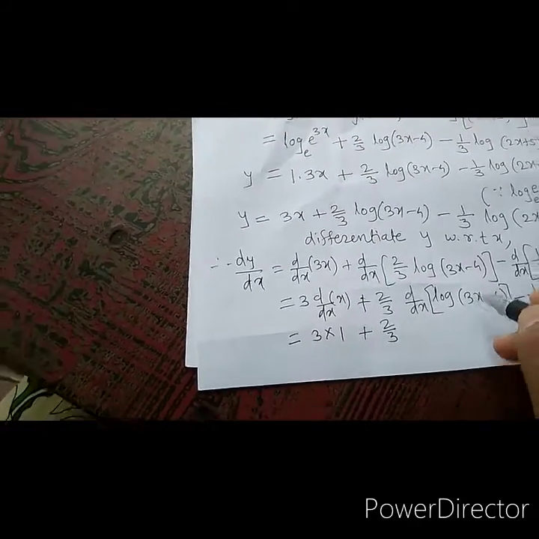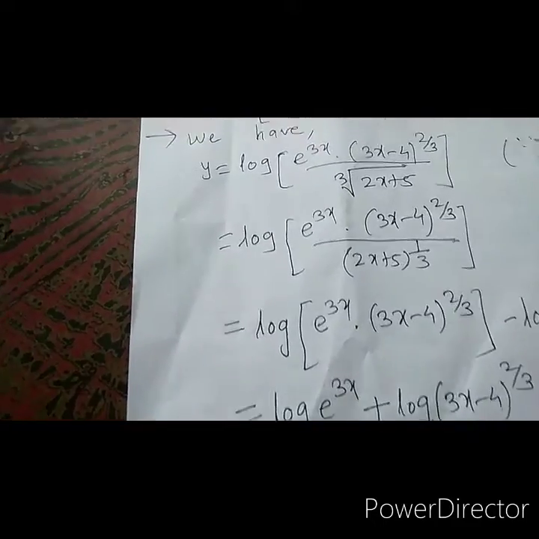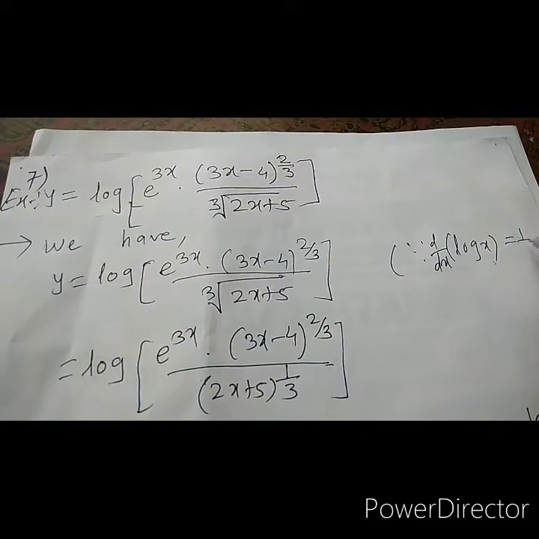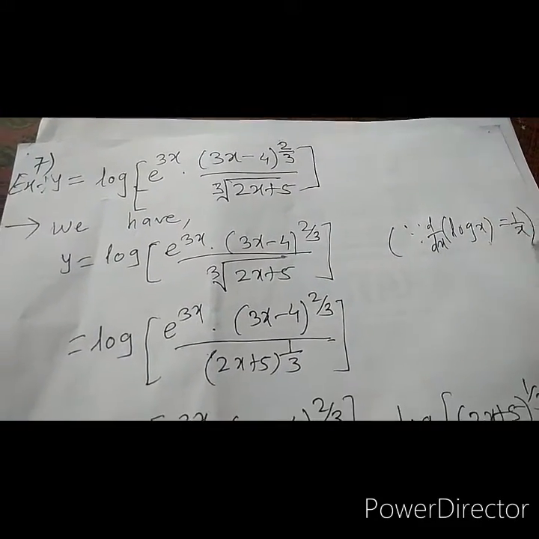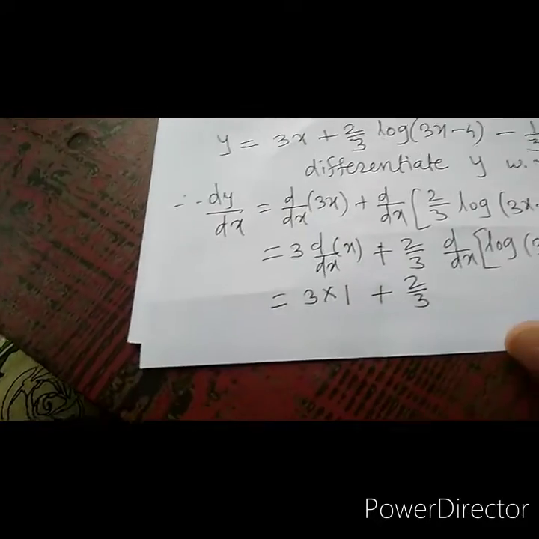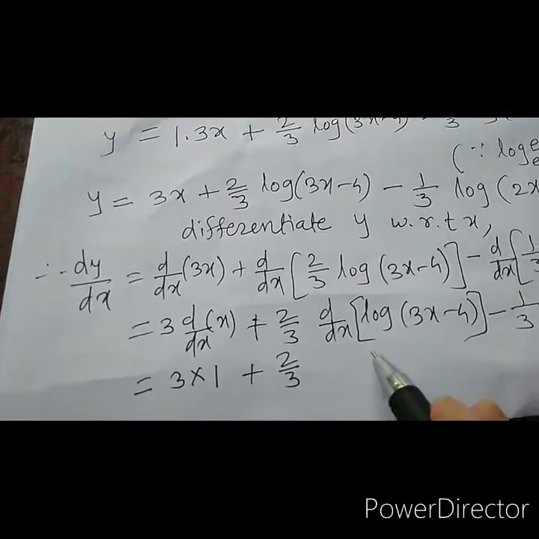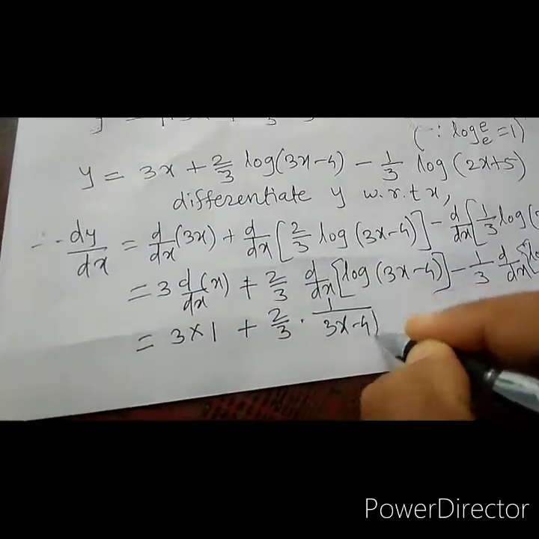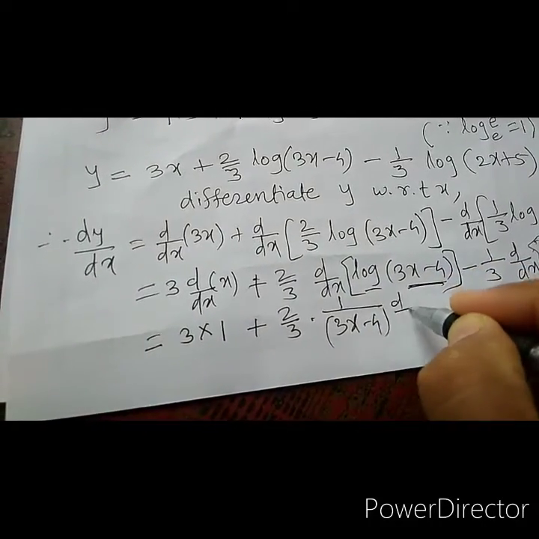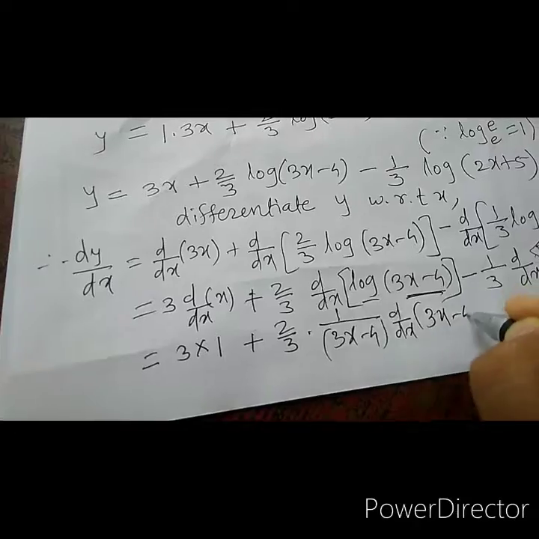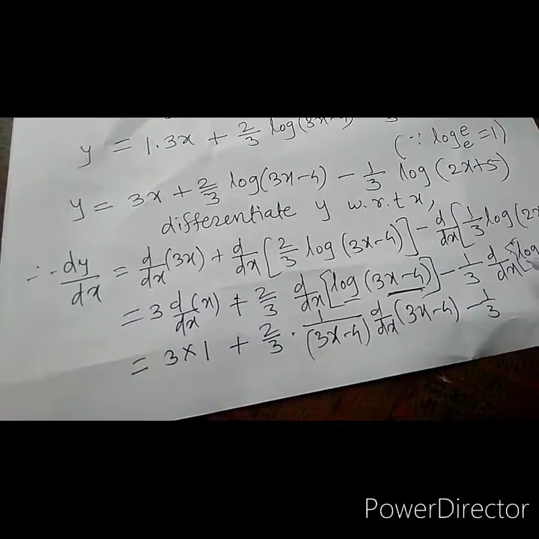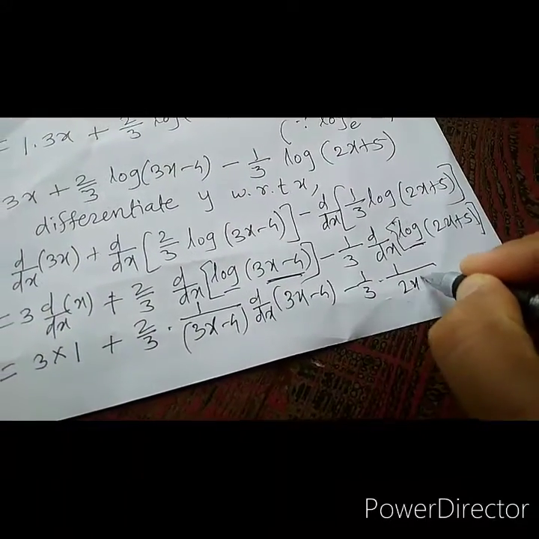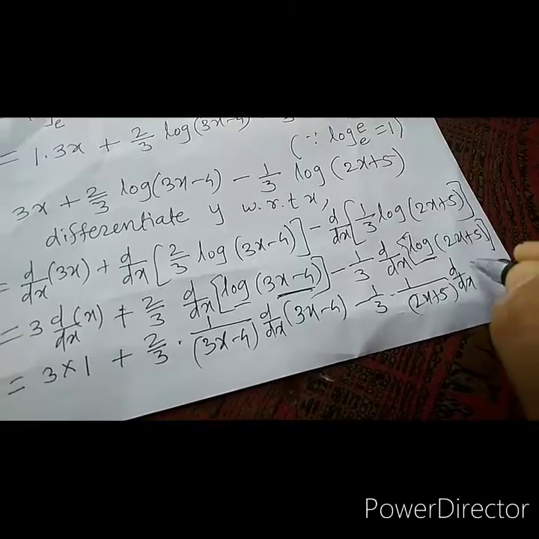We know that the derivative of log of x, d by dx of log of x, is equal to 1 upon x, and again the derivative of x, that is 1, so we got 1 upon x. Similarly here also d by dx of log of 3x minus 4, therefore its derivative is 1 upon (3x minus 4), and again we take the derivative of this term, d by dx of (3x minus 4), minus 1 upon 3, derivative of log, that is 1 upon this term (2x plus 5), again derivative of (2x plus 5).